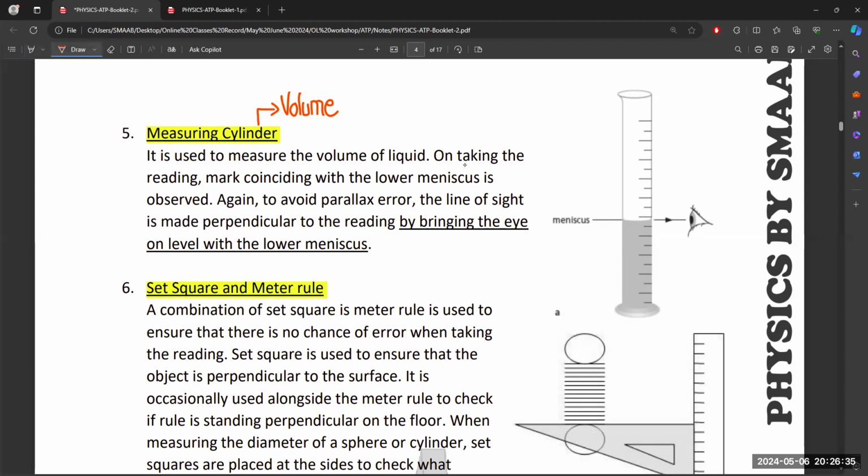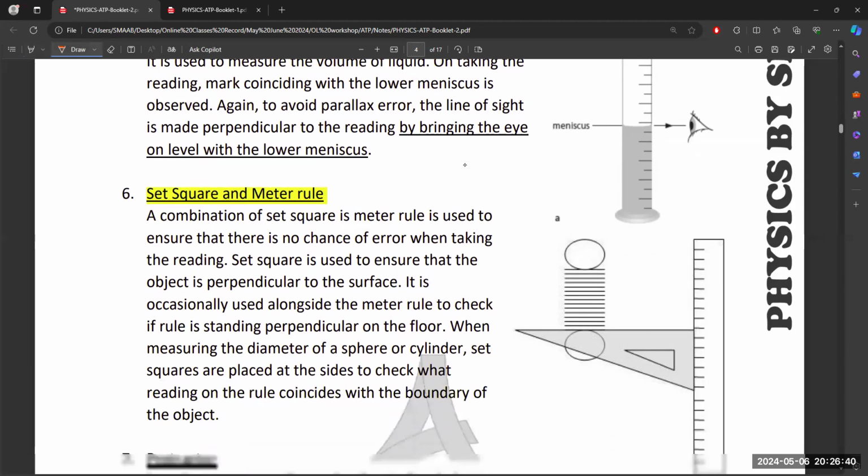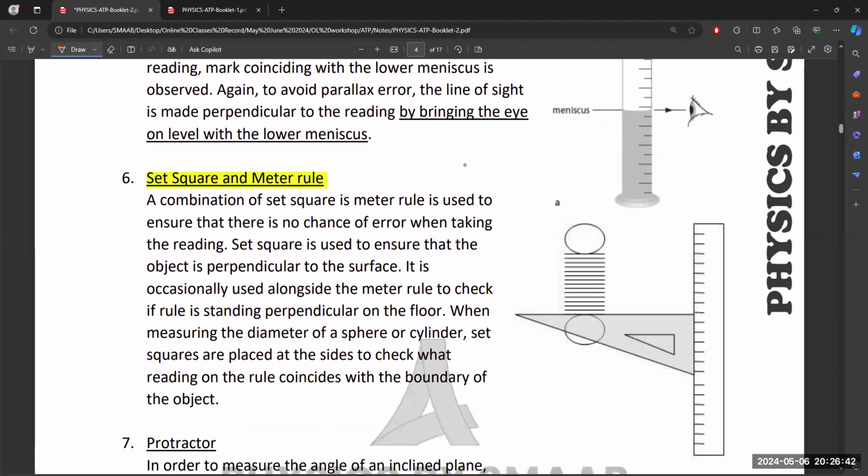So why are we using a set square in the apparatus to measure the length? Let's suppose you have a spring or any thread connected with some rigid body, just like in this example. You can see the spring is connected with some rigid body and the ruler is at a distance from that spring. So we are not able to measure the length of that spring with the ruler, because if you hold the ruler by your hand, there is definitely a chance of getting a wrong reading from it.